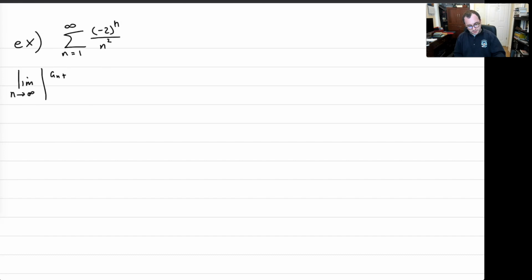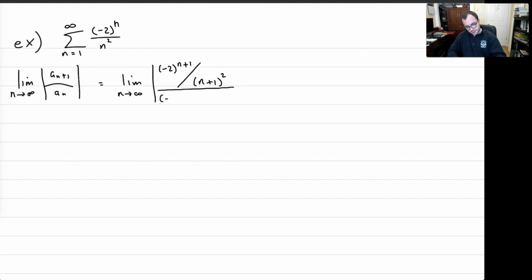So a_{n+1} over a_n. Look at this limit and see what happens. So this is the limit as n goes to infinity of the n plus first term, negative 2 to the n plus 1 over n plus 1 squared, all over the nth term, negative 2 to the n over n squared. And this looks like it could become a messy limit to evaluate.